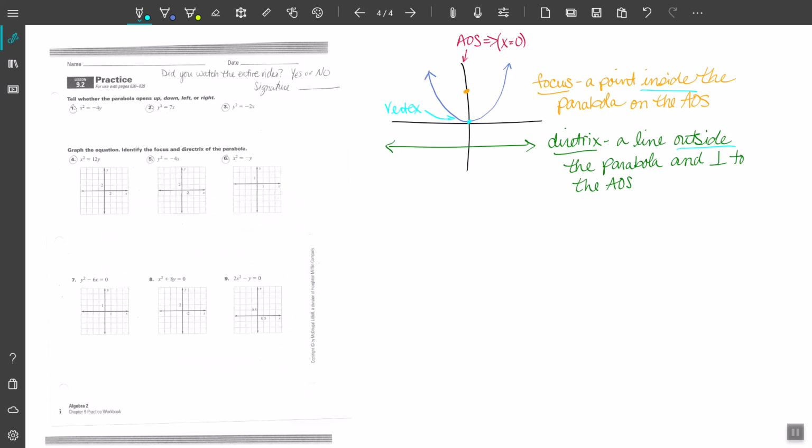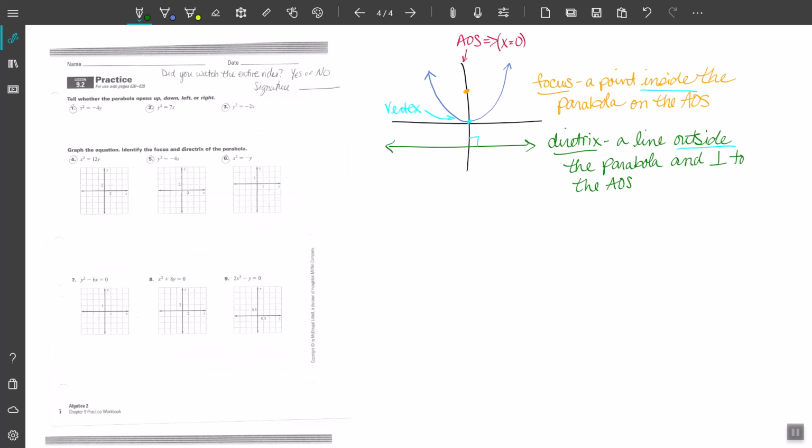So the focus is inside the parabola, the directrix is outside of the parabola, and most importantly, it is perpendicular to the axis of symmetry. In this particular case, the vertex is sitting at the origin, and so my axis of symmetry is the x-axis. It's x equals 0. That's the line that's going to split that parabola into its mirror images. So the focus is on the inside of the parabola sitting on that axis of symmetry. It has to be on the axis. And then the directrix is perpendicular to the axis of symmetry.